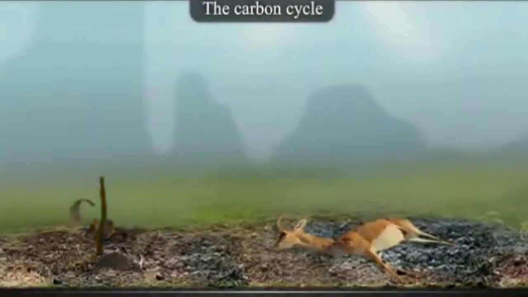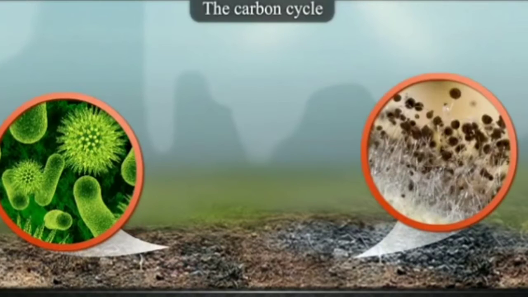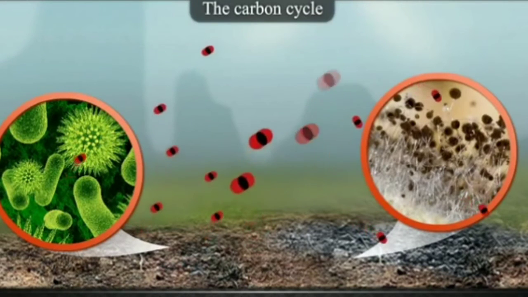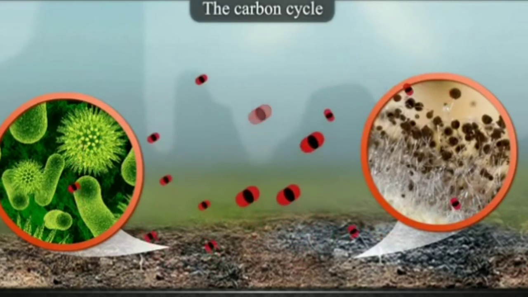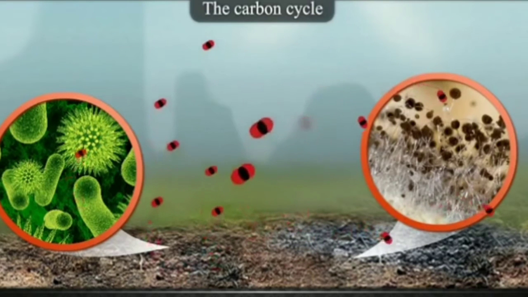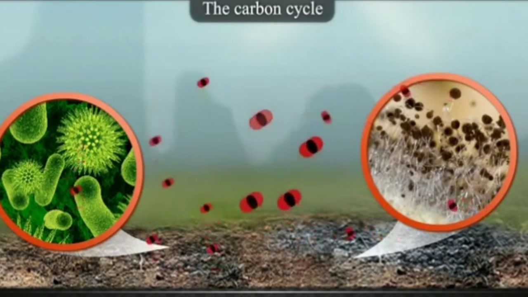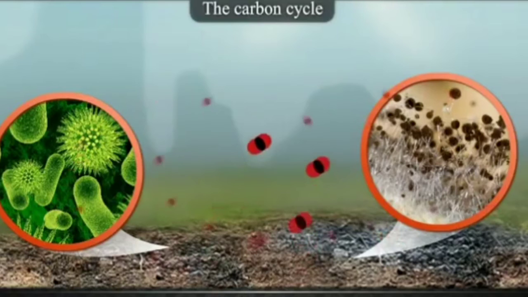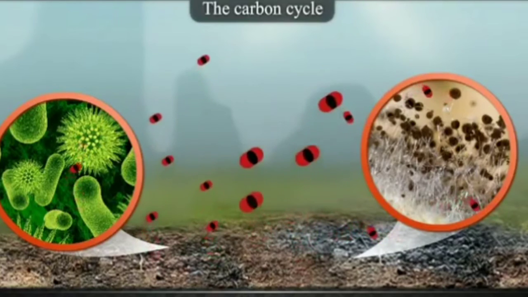Eventually, after death, all types of consumers are decomposed by decomposers like bacteria and fungi, and carbon dioxide is released again into the atmosphere and is used again by living organisms. In this way, carbon is continuously passed on from one living organism to another living organism.